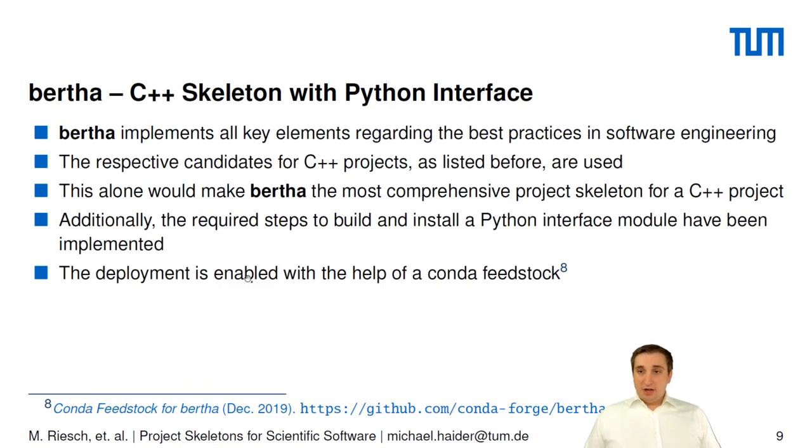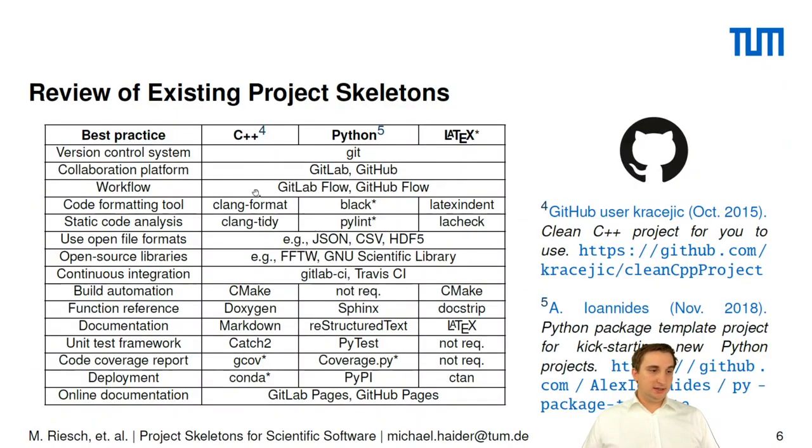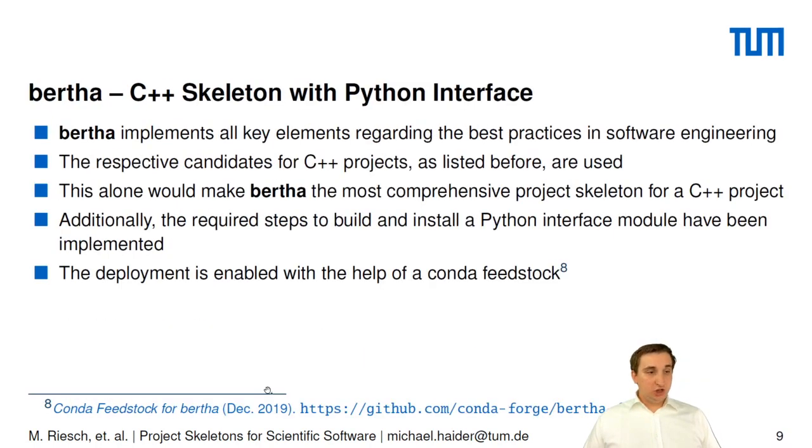It is important to stress that Berta implements all the key elements regarding the best practices in software engineering. And for this, we chose the respective candidates for a C++ project that were listed before in this table here. So Berta implements all these suggestions. In addition to reference 4 here, we also have a code coverage report using GCOV, and we have deployment using Conda, which would make Berta, for C++ projects alone, the most comprehensive project skeleton available.